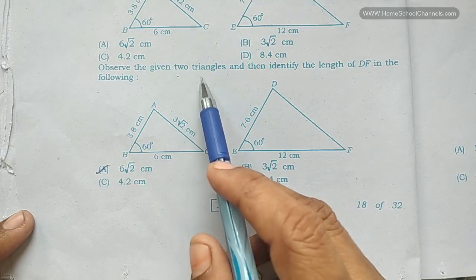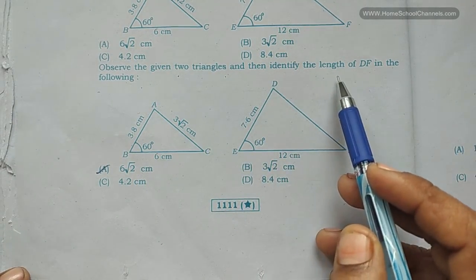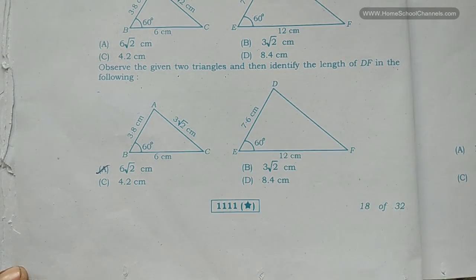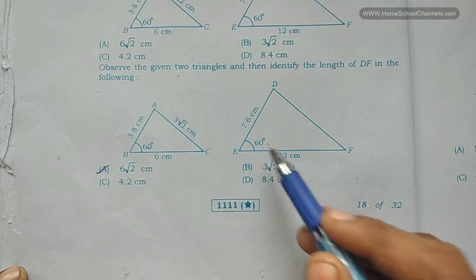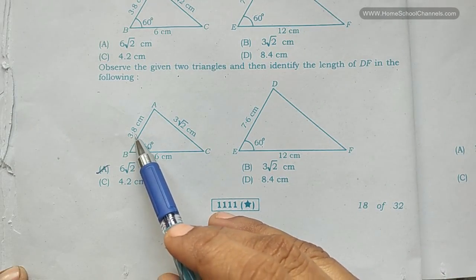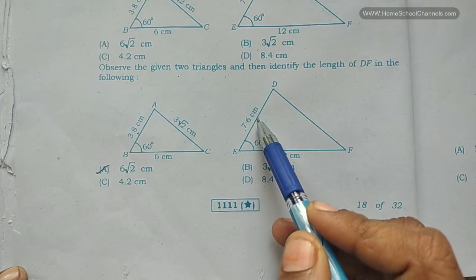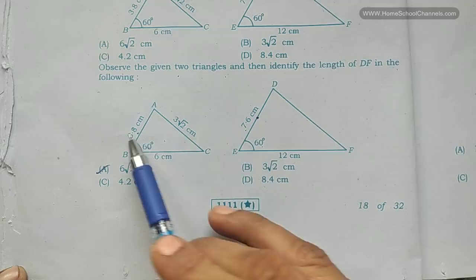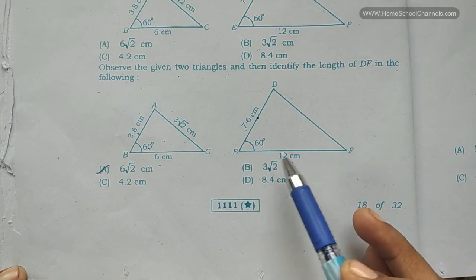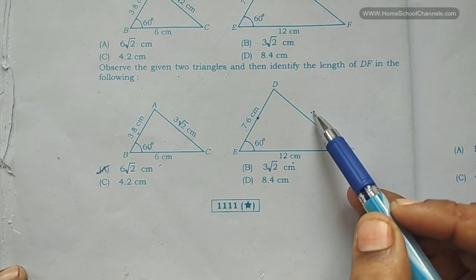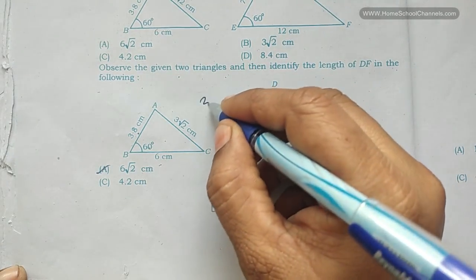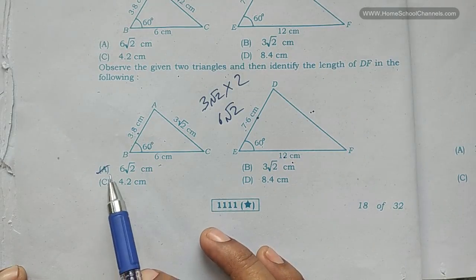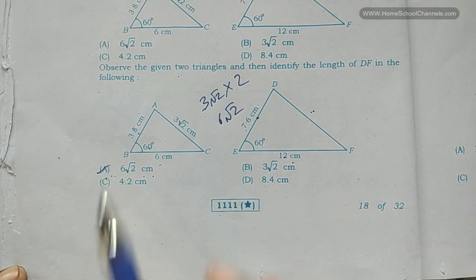29th one, observe the given two triangles and then identify the length of DF in the following. See, observe these two triangles here, 60 degree, 60 degree. And this one 3.8, 2s are 7.6 centimeters. I think the ratio of these two triangles is 1:2. 6, 2s are 12. Other side is also in the ratio of 1:2. That means 3 root 2 into 2, that will be 6 root 2 is your answer. 6 root 2 centimeters. Option A is the correct answer.